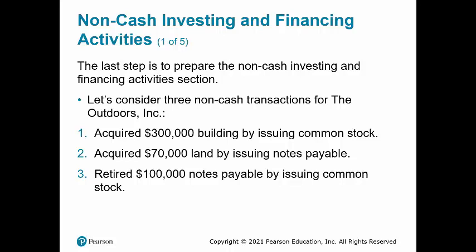So for this part, we are going to consider three non-cash transactions for another company, Outdoors Inc. During this year, Outdoors Inc. acquired a $300,000 building by issuing common stock. It acquired $70,000 in land by issuing notes payable and retired $100,000 in notes payable by issuing common stock. We're going to look at each one of these transactions to determine that these were non-cash investing and financing activities.